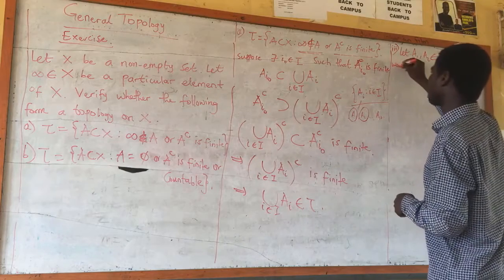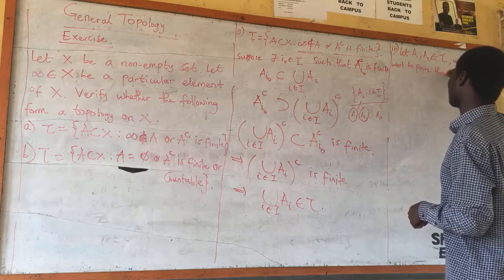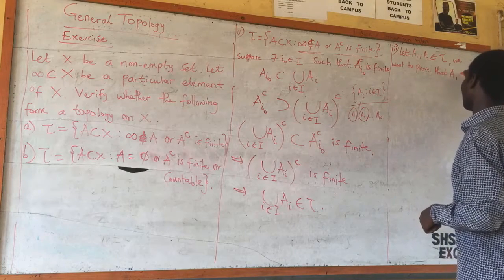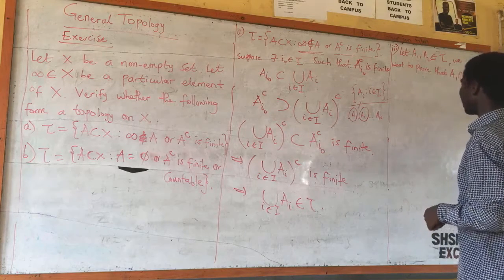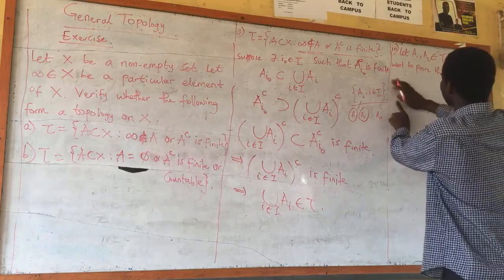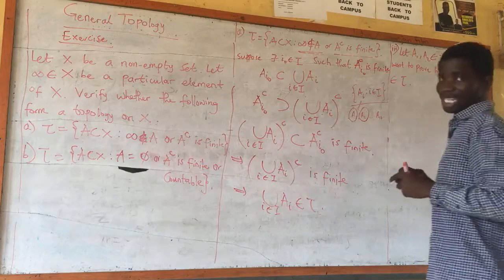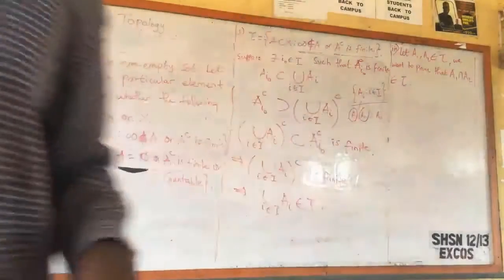A1 intersection A2 belongs to the topology as well. That is what we want to prove.